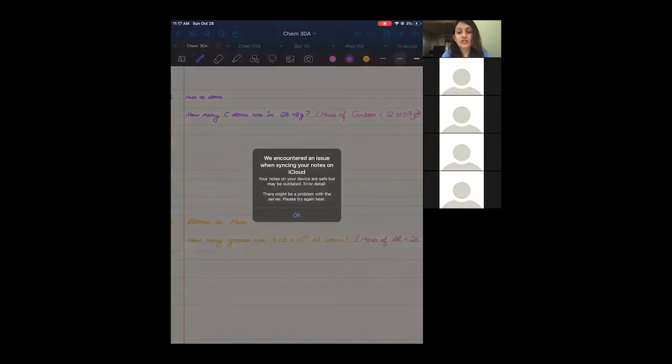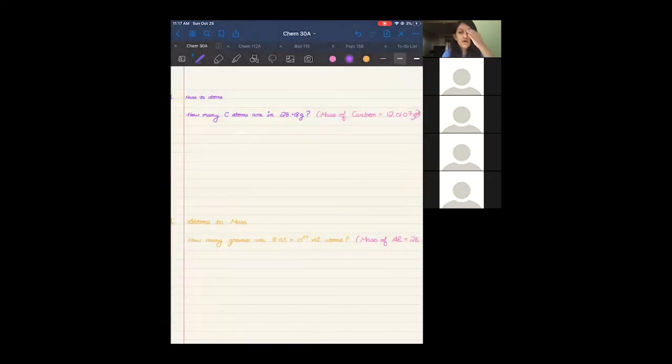Yes, so the question is, do we have to do more than one conversion for this? Yes. So basically, the hint is that you have to go from mass to moles and then moles to atoms, because we cannot directly go from mass to atoms. That's your hint.